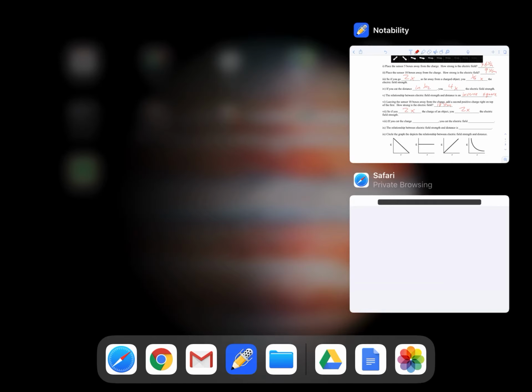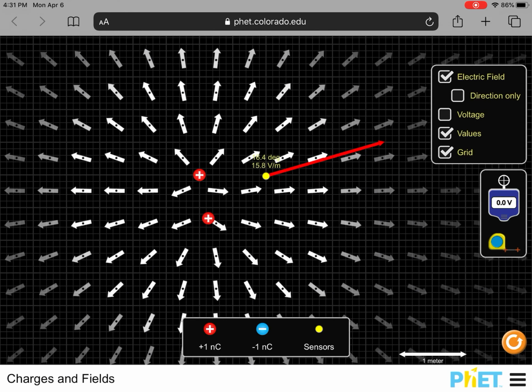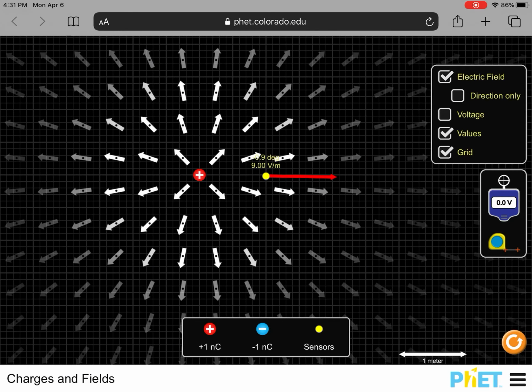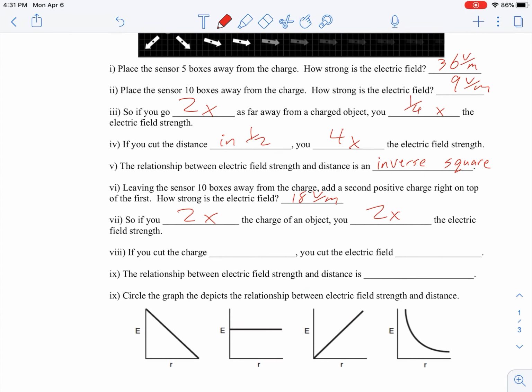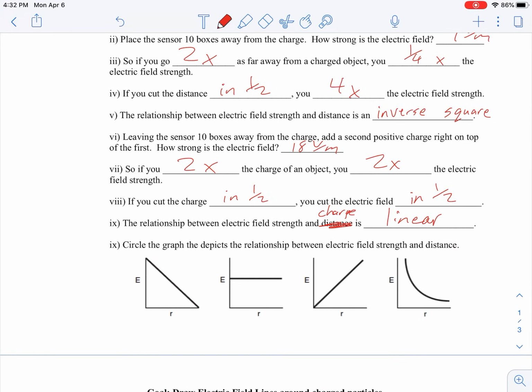If you cut the charge in half, if I were to take it away now, so going from 2 charges back down to 1, I go back to 9. So if you cut the charge in half, you cut the electric field in half. The relationship between electric field strength and this, which shouldn't say density, it should say charge, is linear. Some people might say direct, but we're going to say linear.